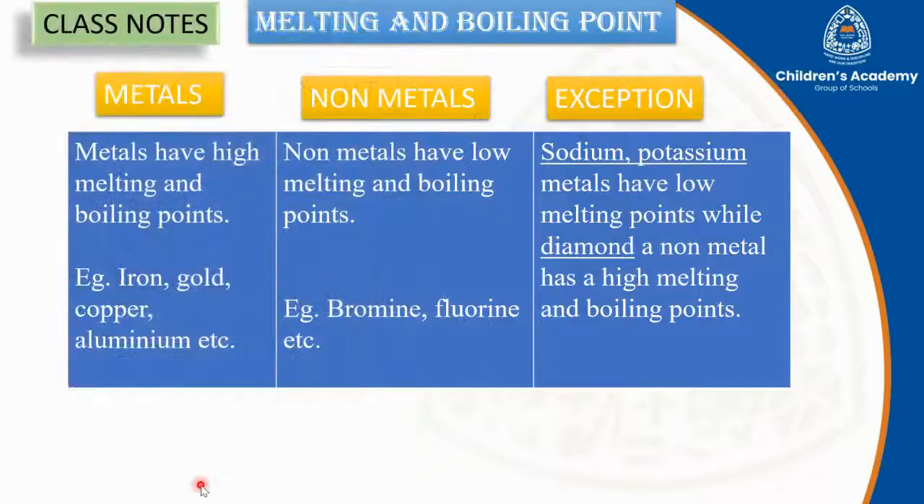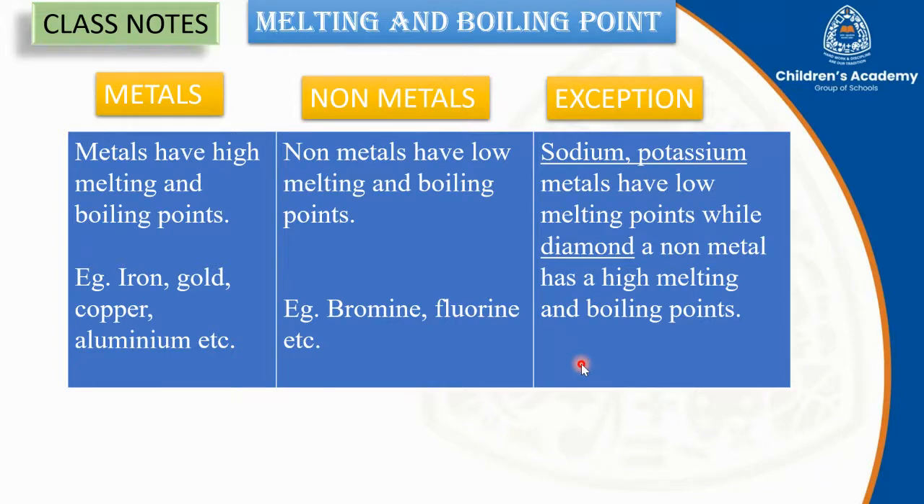Since most of the metals are solids, a lot of heat energy is required to break the force of attraction and convert to liquid state. Therefore, metals have high melting and boiling points compared to non-metals because they are in solid state. However, there are few exceptions in metals, which is sodium and potassium have comparatively low melting and boiling point, while diamond, being non-metal, shows exception and has high melting and boiling point. Note down the property and exception for metals and non-metals.